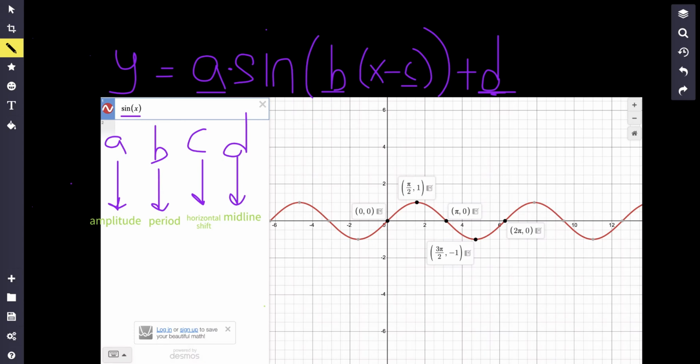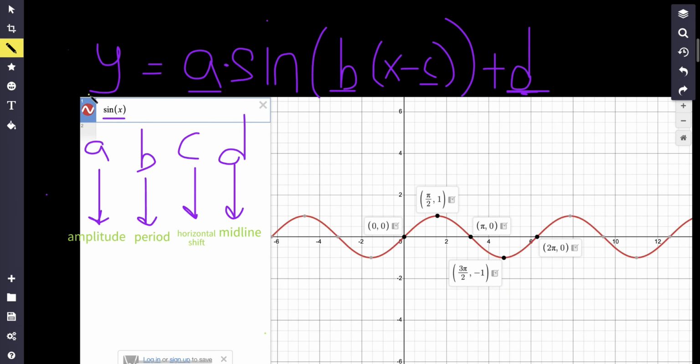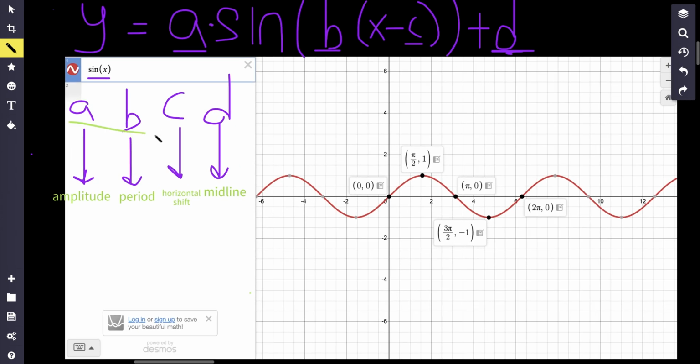Let's go through the features of a sine function. So any sine function can be written as y is equal to a times sine of b times (x minus c) in parentheses, plus d. Now I'll go through what all of these variables mean.